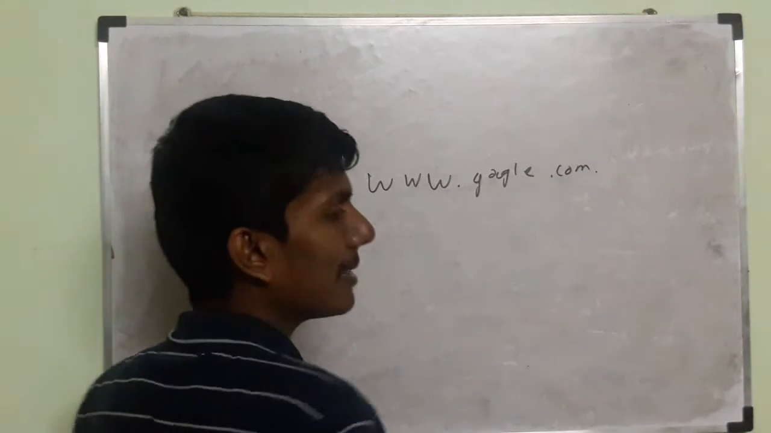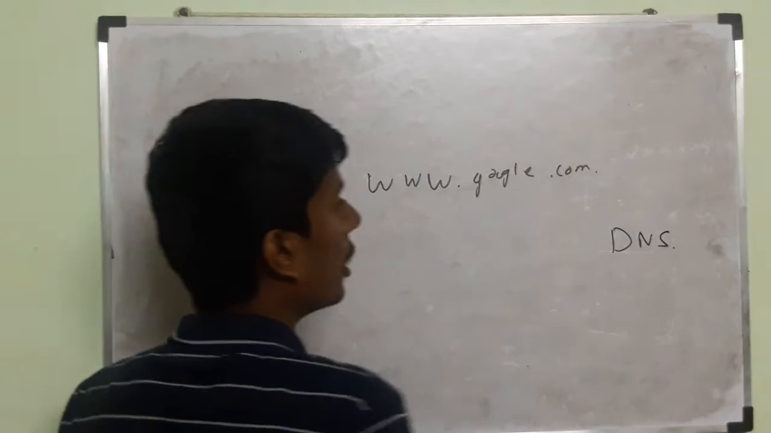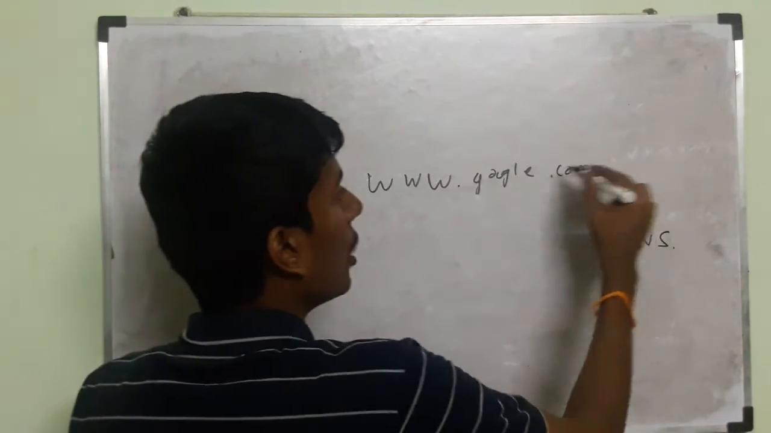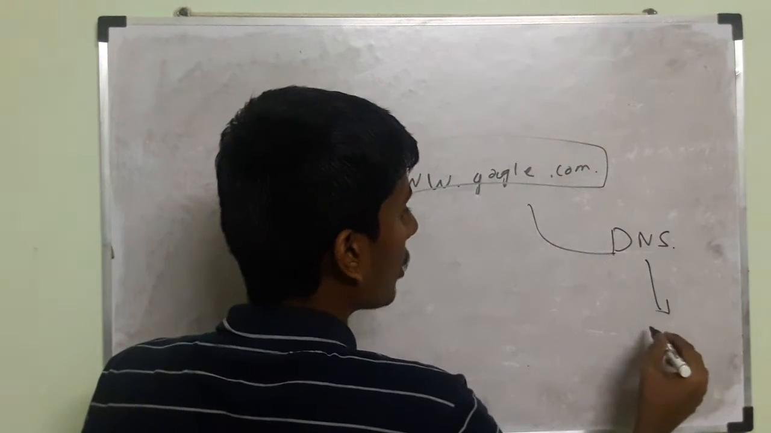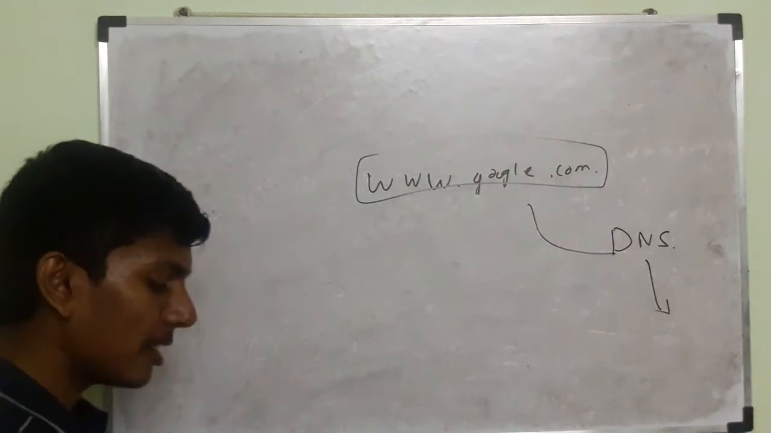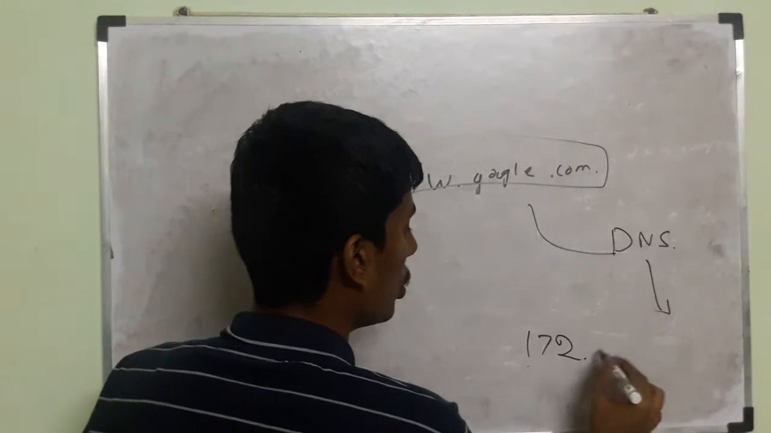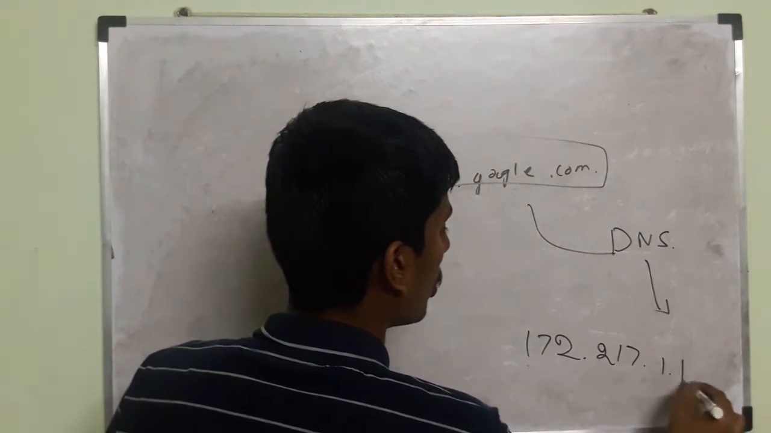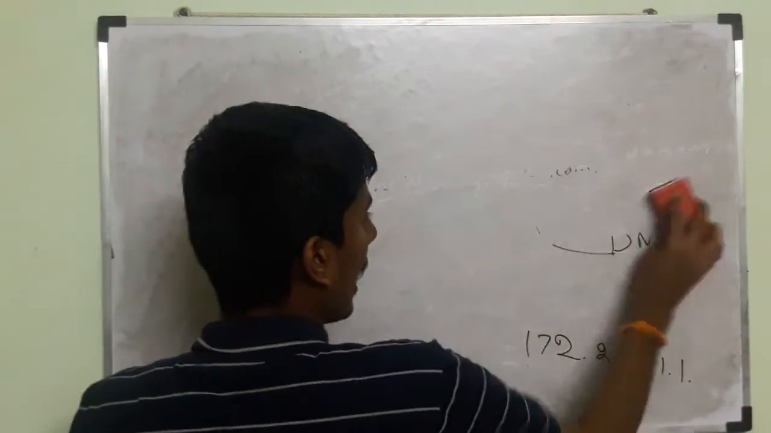So this will translate to an IP address, which can be referred from DNS. Now this is like a yellow pages, and this is sent to DNS and it will return the IP address of Google, and you can use that to access Google. Currently the IP address of Google is 172.217.1.1. Okay, now we have the IP address.